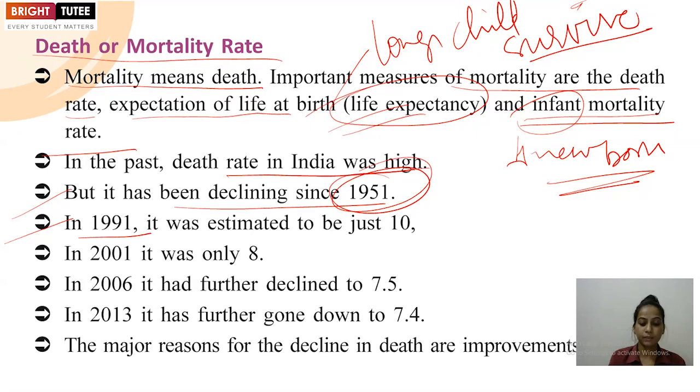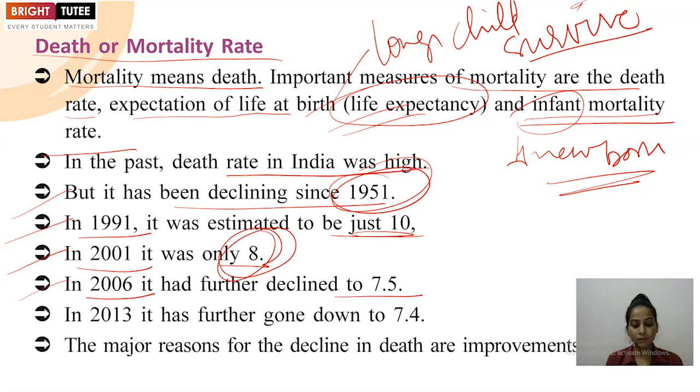In 1991, it was estimated to be just 10. In 2001, it was only 8. In 2006, it further declined to 7.5, and in 2013, it further went down to 7.4. Here we are going to discuss the major reasons for the decline in death rate.